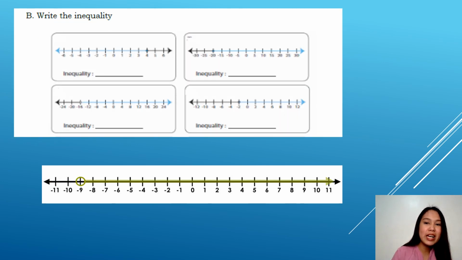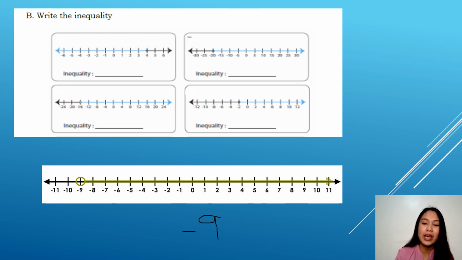Now, for learning task 2, B, you're going to do it the other way around. Okay? This time you are given the inequality graph, and you're going to give the inequality expression. Now, how are you going to do this? It's simple. You're going to look at the number line where it is marked. Since it is marked on -9, that is the number that you're going to write.